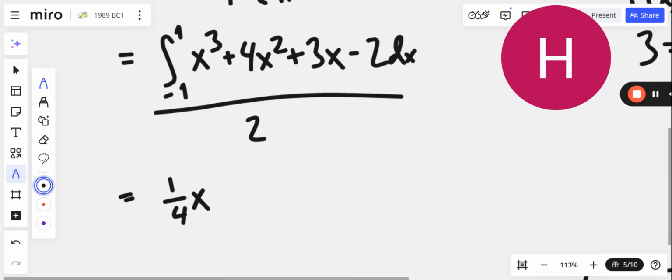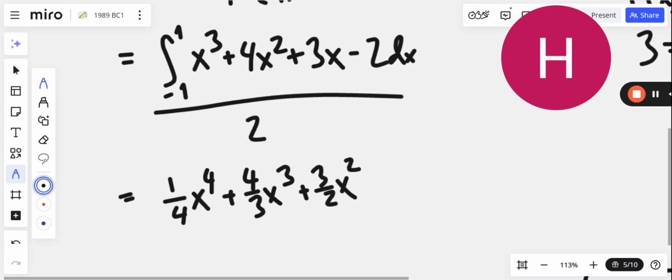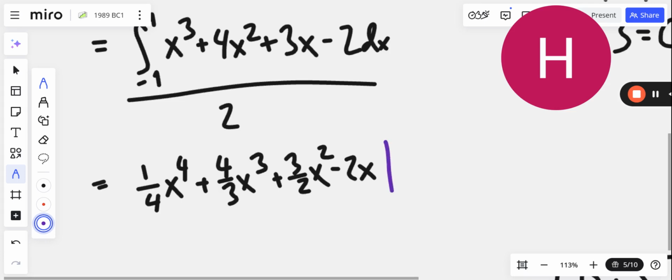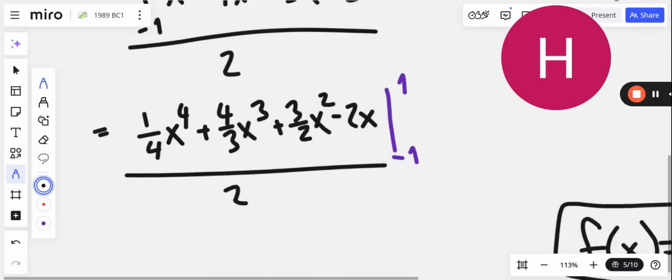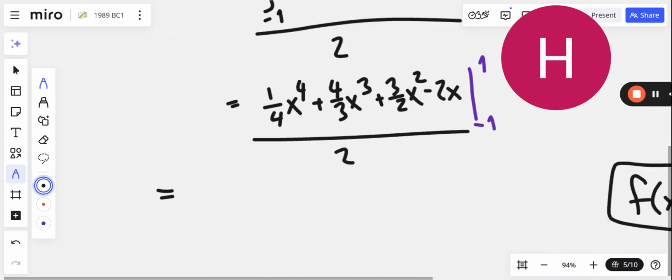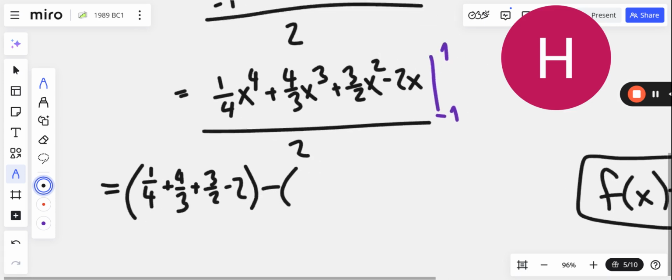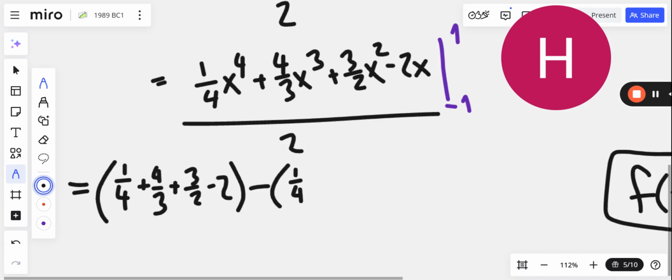So 1/4 x to the 4th plus 4/3 x to the 3rd. Here's where they make you do a little bit of work. Plus 3/2 x squared minus 2x. But we're just evaluating from -1 to 1, and then dividing that by 2. So this is pretty easy to just plug in a 1. We are going to have to do some fraction work, though. So we're going to have 1/4 plus 4/3 plus 3/2 minus 2. And then when we plug in -1, all of the even powers will turn -1 into a positive, but the odd powers will be flipped to a negative.